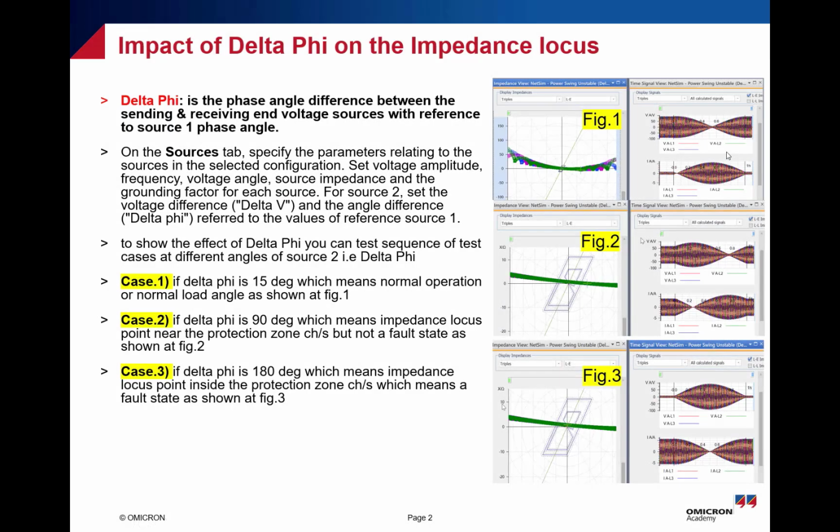We also have the effect of the delta phi on the impedance trajectory. If the delta phi is 15 degrees between the E sending and E receiving sources, which means a normal operation or a normal load angle, you can see it in figure 1. If the delta phi is 90 degrees, the impedance locus point is near the protection zone characteristic, so it is not a fault state, as shown in figure 2. But if the delta phi is 180 degrees, as shown in figure 3, the impedance locus point is inside the protection zone characteristic, which means the fault state, as shown here in figure 3.